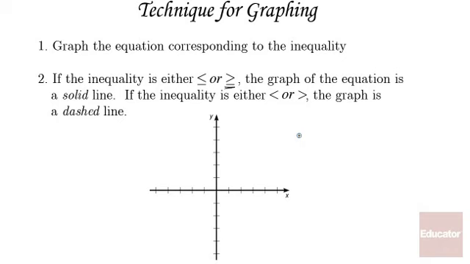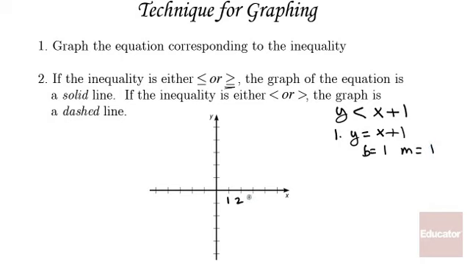For example, working with just a very simple inequality. If I have the inequality y is less than x plus 1, my first step, step 1, is to graph the corresponding equation. That corresponding equation is y equals x plus 1. And this is conveniently in slope-intercept form. Since this is slope-intercept form, I know that my y-intercept is 1, and the slope is also 1. That allows me to graph this line.